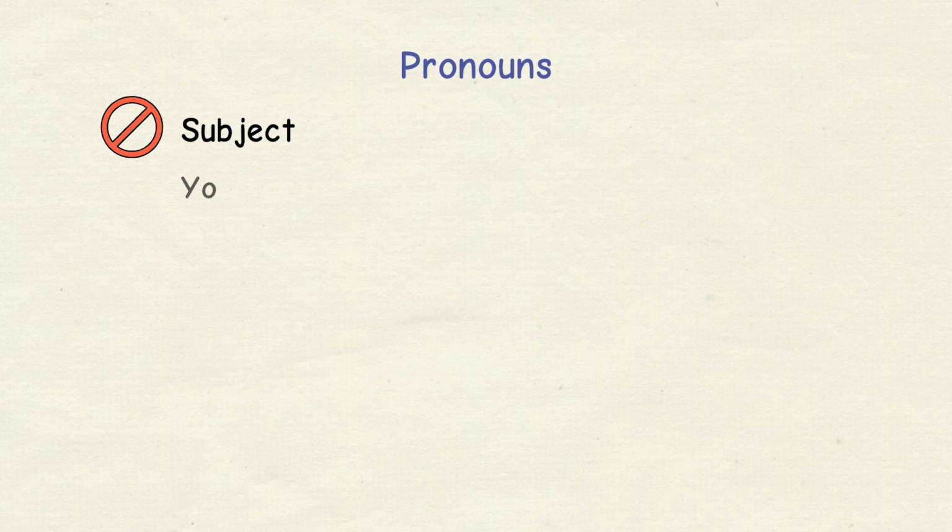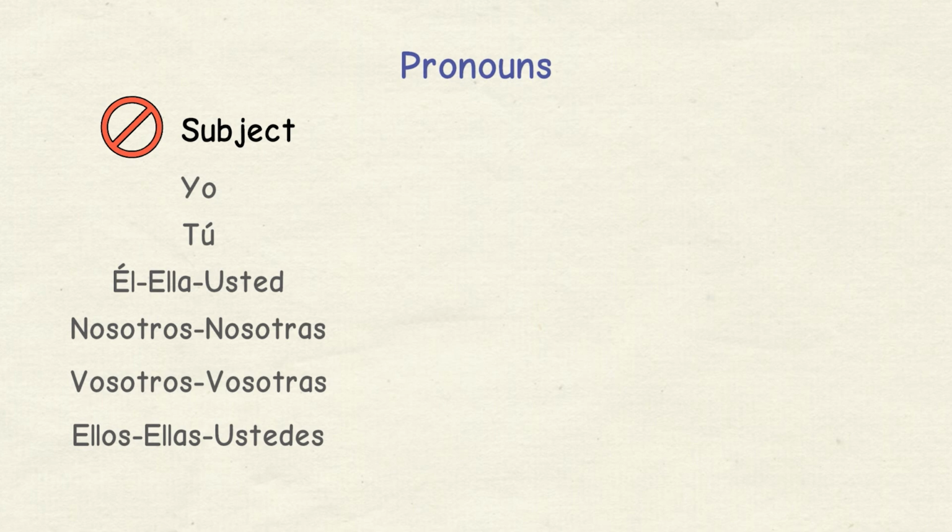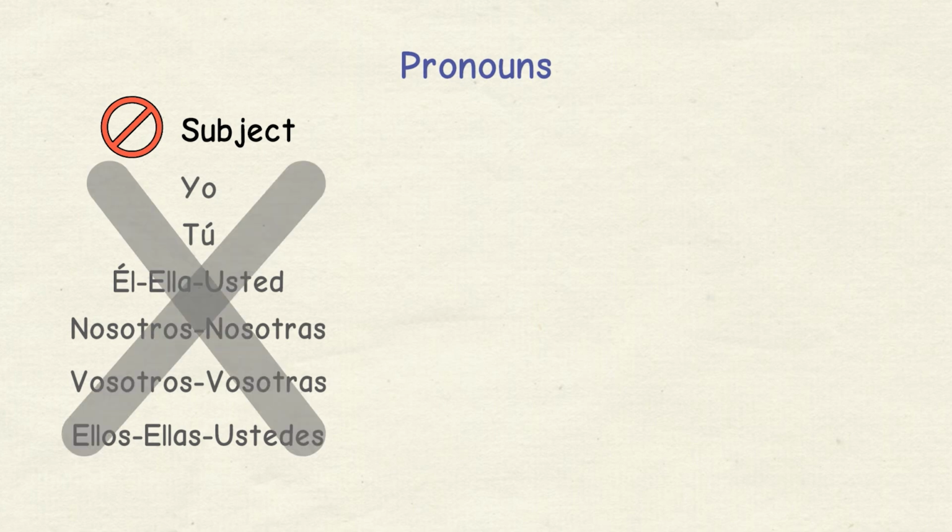Yo, tú, él, ella, usted, nosotros, nosotras, vosotros, vosotras, ellos, ellas, ustedes. Instead, it's mandatory to use the indirect object pronouns corresponding to each person.